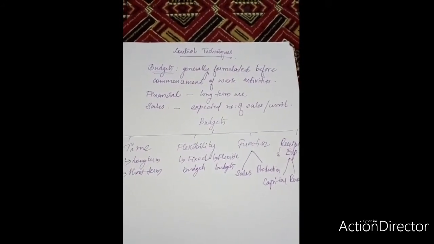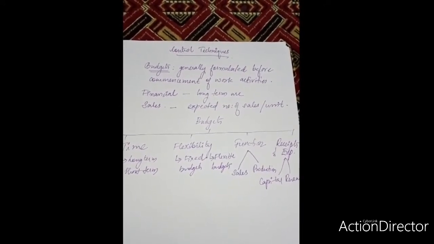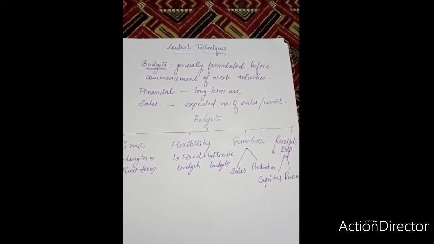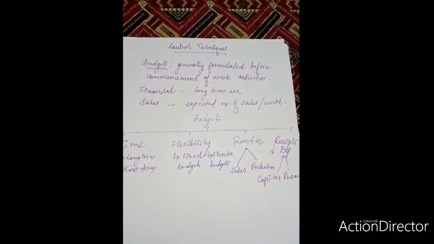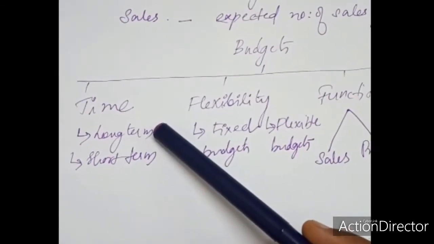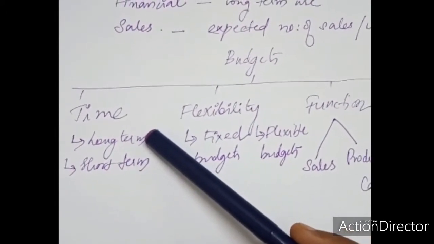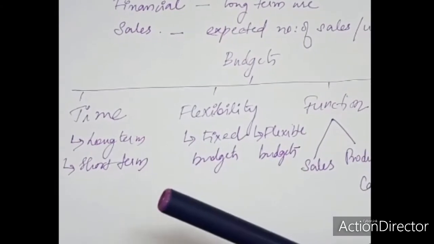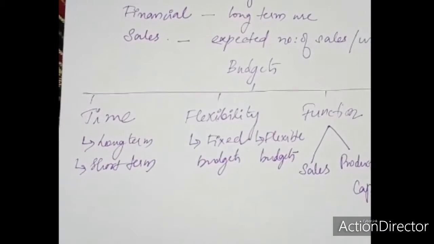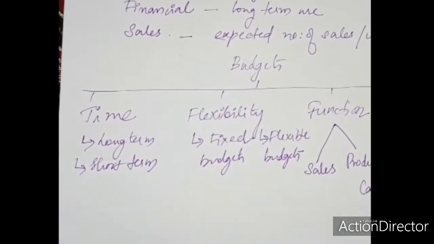It's the first controlling technique, right? Budget is nothing but it specifies the amount of money that is expected before the commencement of a work activity. Long-term budgets are extended from 3 to 10 years. They are prepared mostly in terms of physical quantities rather than in rupees. Right? Those are long-term budgets. For example, land or a building, as we've discussed earlier in case of financial budget.